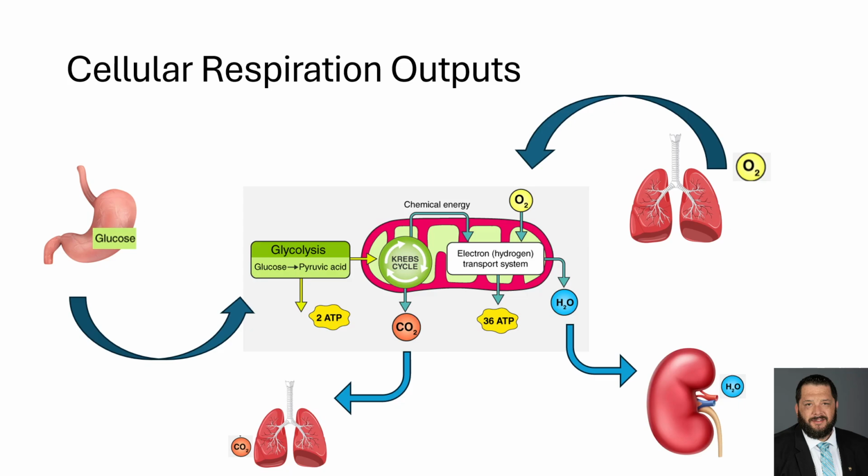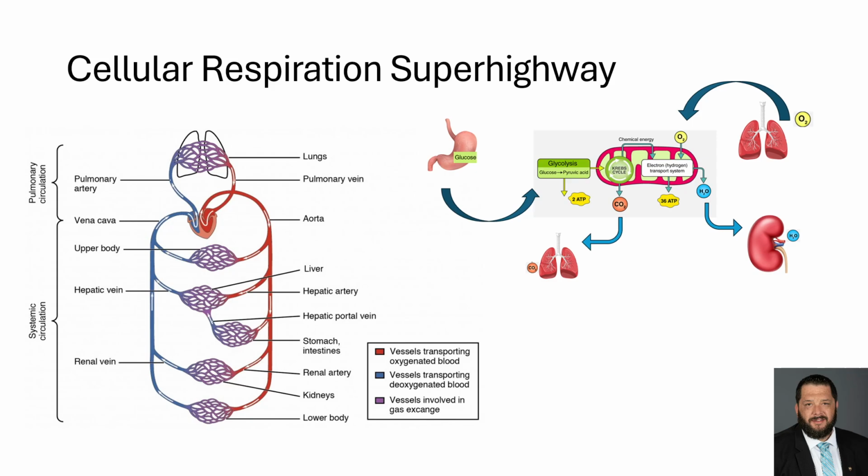There's one more component that's essential for us to be able to understand. These things don't occur in a vacuum, and we have to ensure that glucose is getting into the cell. We have to make sure that oxygen is getting into the cell, and likewise that carbon dioxide and water are able to move about and be excreted appropriately. So we also have the cellular respiration superhighway, where things are moved throughout the body. This is our circulatory system.